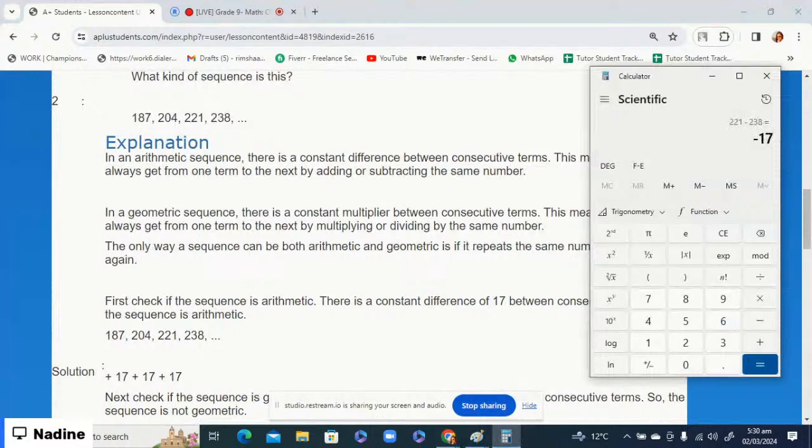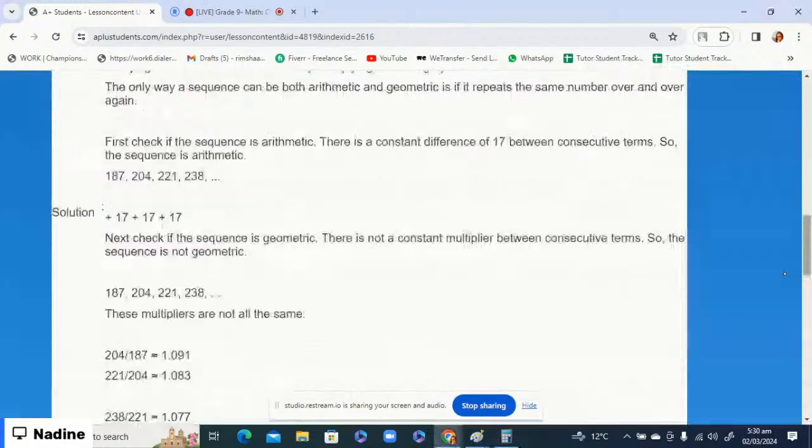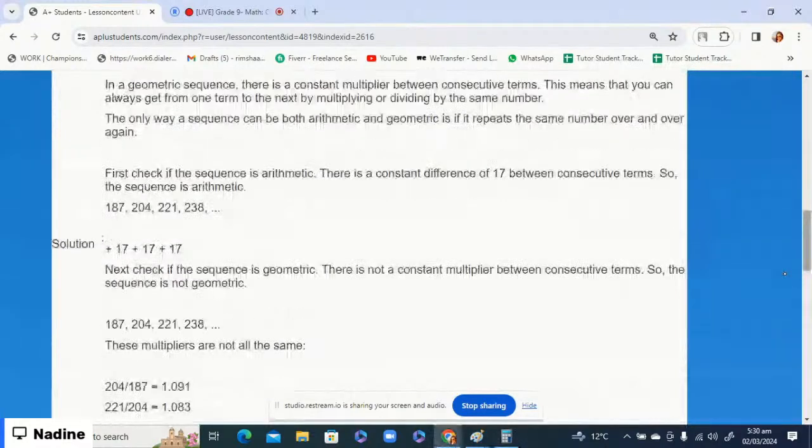So it means it's confirmed that your sequence is arithmetic. Now for the geometric sequence, we are checking it out. These are not multiples, all the same. For example, 187 times 2. What is the answer?